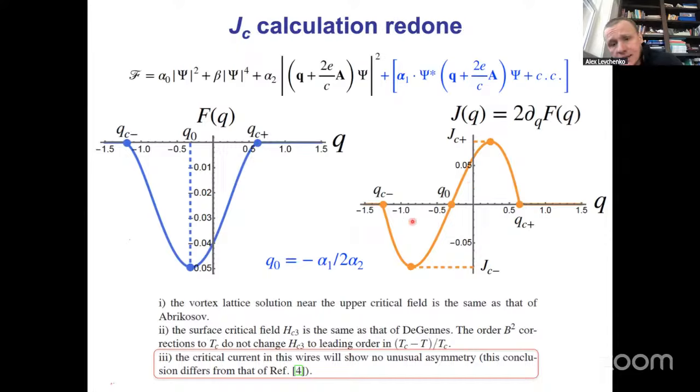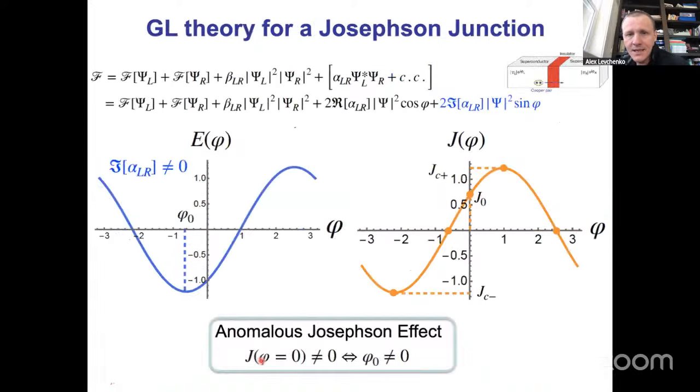And so in his article, Daniel concludes in his point 3 that the critical current in wires will show no unusual asymmetry, and this conclusion differs from the predictions made in reference 4. And reference 4 is a paper by Edelstein that we presented. So in 2010, he sort of unpredicted the diode effect, at least in its initial form. So I would like to connect this to Josephson diodes as well and use the intuition between the two effects to understand what is really going on.